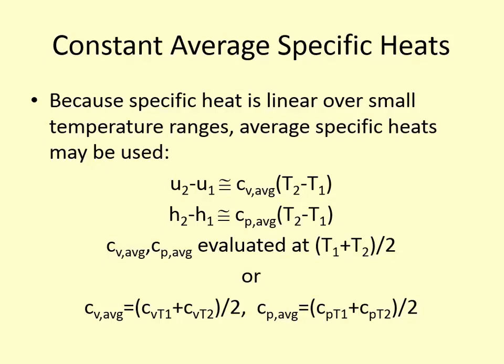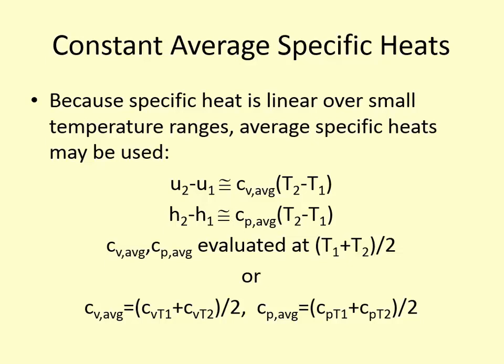Because it's linear over a small interval, we can use an average specific heat. So we find the C sub V value at the first temperature and the C sub V value at the second temperature, and we can average those two together. Or we can just look up the C sub V or the C sub P at the average temperature. So there's two different ways to do it. One is taking the two C sub P or C sub V values and averaging them together. The other is looking at the average temperature, or the temperature in the middle of those two values. Either way is about equal. You'll get approximately the same answers doing that.